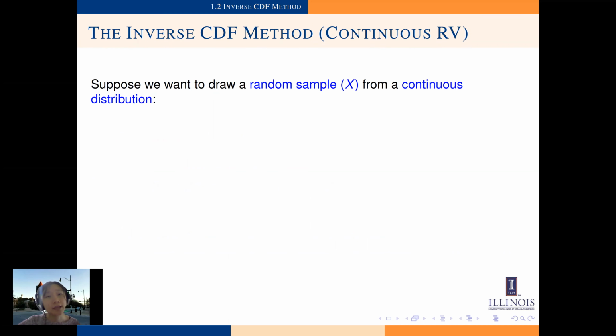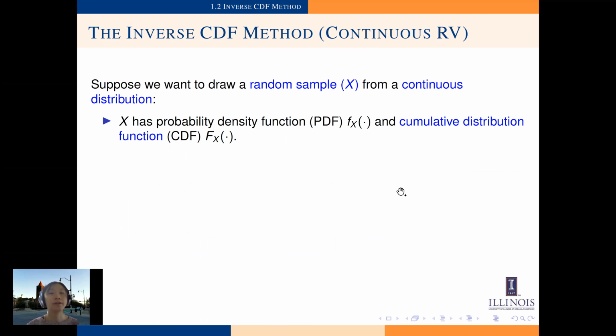Let's first introduce the inverse CDF method. Suppose we want to draw a random sample X from a continuous distribution. X has probability density function f_X, small f, and its cumulative distribution function, CDF, is large F_X. I included subscripts over here for X to indicate that these PDF and CDFs correspond to the distribution of the random variable X. However, when you write your homework, you don't necessarily have to include the subscript.